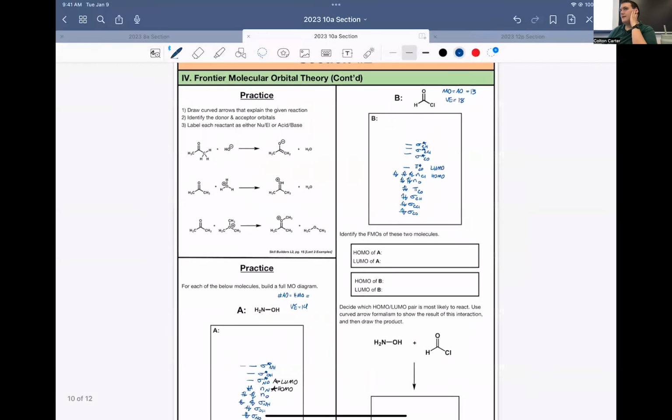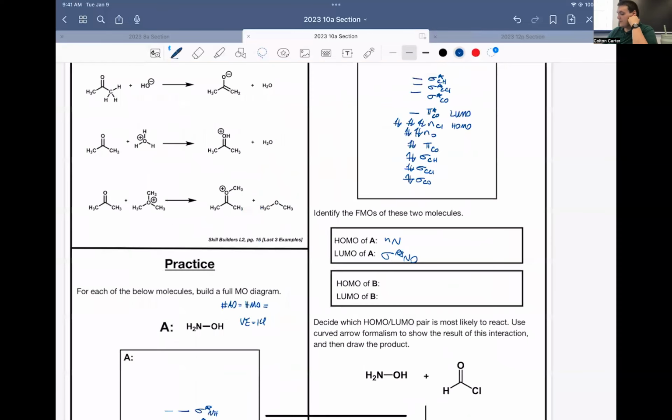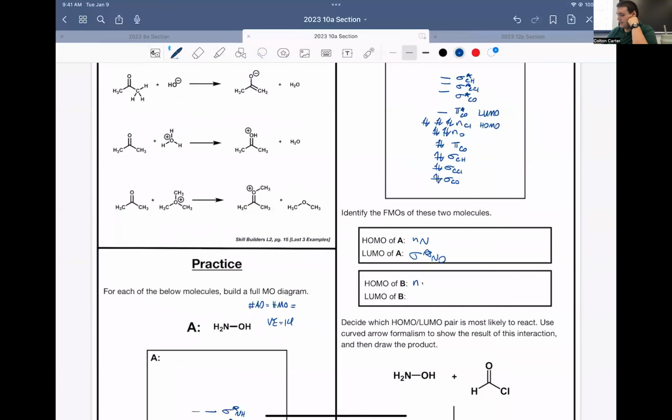So I know people aren't fully done, but let's talk about some things. Did you get for A that the HOMO is going to be the lone pair on the nitrogen and the LUMO is the sigma star NO? Cool. And for B, if you did it, then you can check it. If not, just take my word. The HOMO is going to be the lone pair on the Cl, and the LUMO is going to be the pi star Cl. So now we are going to try to predict how these two molecules will interact with each other.